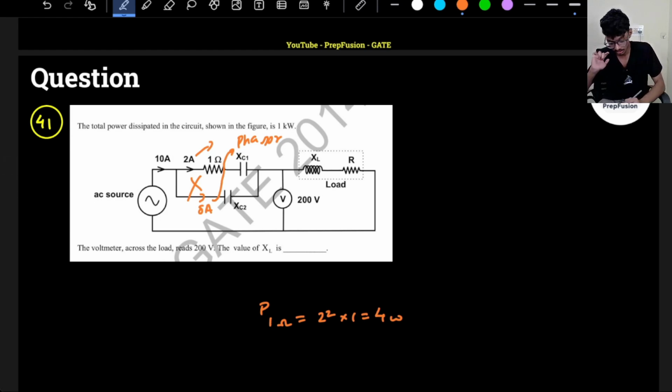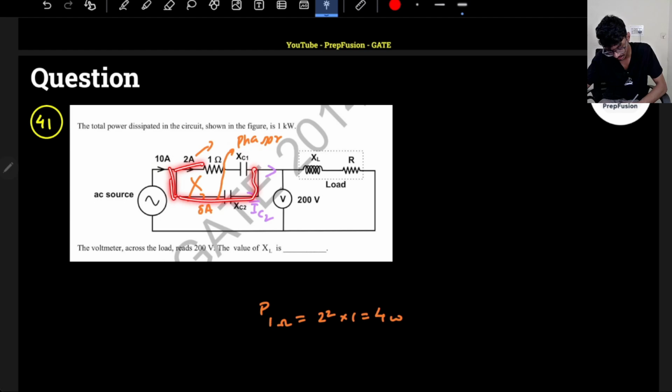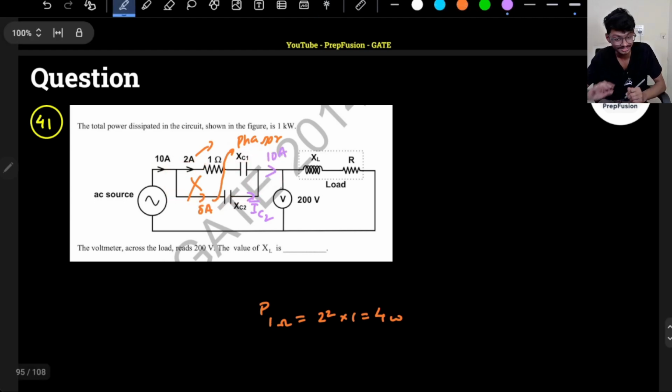Instead of 8 amperes, let's assume this current to be phasor IC2. What will be the current here? Whatever is the incoming current, the same current should be outgoing. Of course, it has broken down into two parts, then again at the end it is combining. So here also it will be 10 amperes only. So it does not matter.